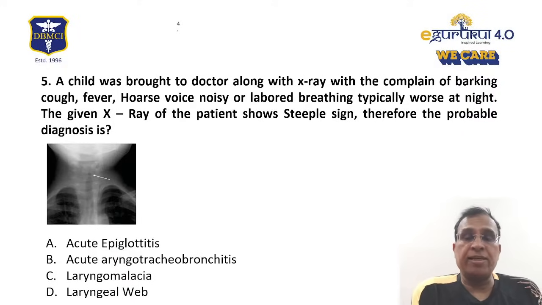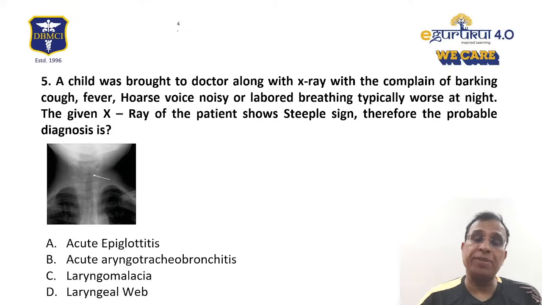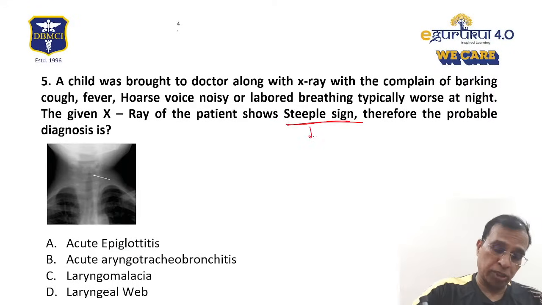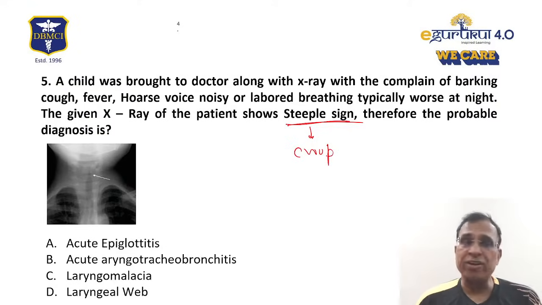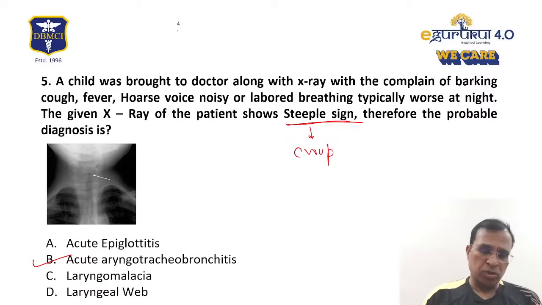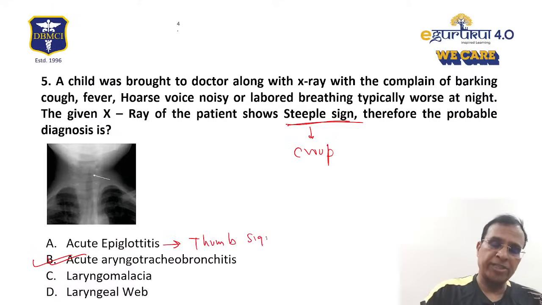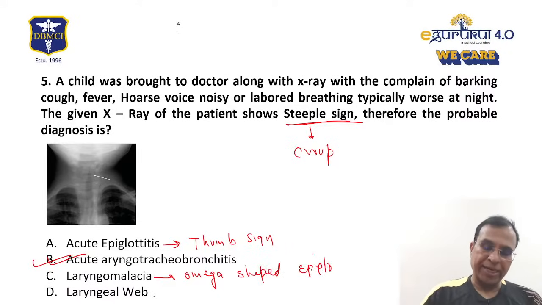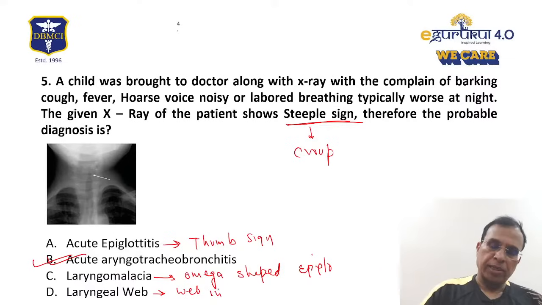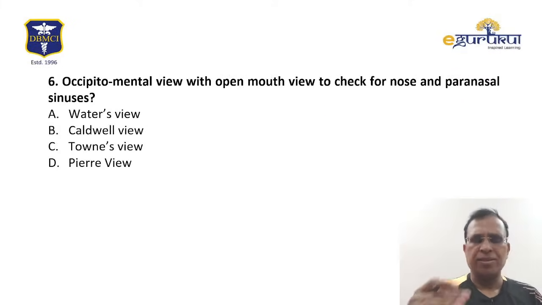A child was brought to the doctor along with the X-ray, with complaint of barking cough, fever, hoarseness of voice, and labored breathing, typically worse at night. X-ray of the patient is showing steeple sign. They are telling you steeple sign, and this is seen in what? Croup, laryngotracheobronchitis. In acute epiglottitis it is thumb sign on X-ray. In laryngomalacia it is omega shaped epiglottis, and in laryngeal web there is just a web in the anterior commissure area. Right. So this is straightforward. Croup, viral disease, LTB, everything is simple.